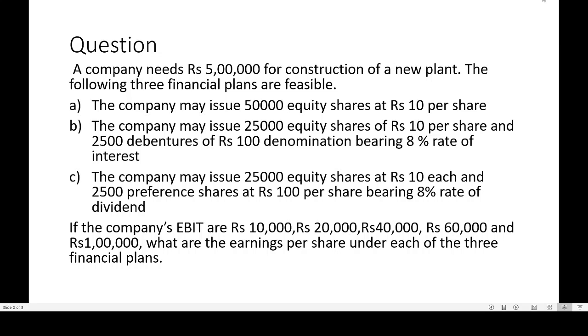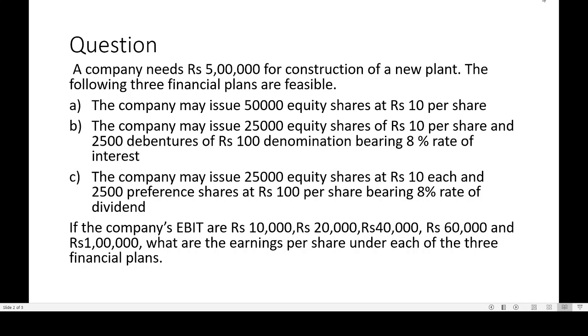A. The company may issue 50,000 equity shares at rupees 10 per share. B. The company may issue 25,000 equity shares of rupees 10 per share and 2,500 debentures of rupees 100 denomination bearing 8% rate of interest. C. The company may issue 25,000 equity shares at rupees 10 each and 2,500 preference shares at rupees 100 per share bearing 8% rate of dividend. If the company's EBIT are rupees 10,000, rupees 20,000, rupees 40,000, rupees 60,000 and rupees 1 lakh, what are the earning per share under each of the three financial plans?